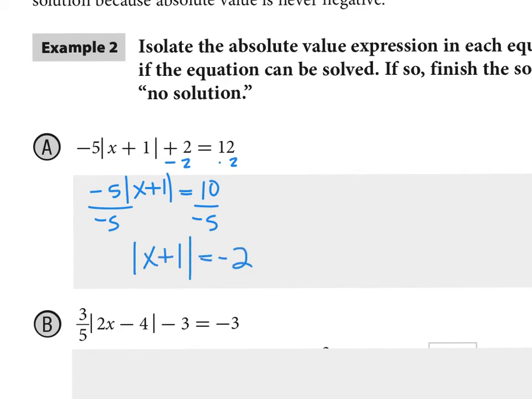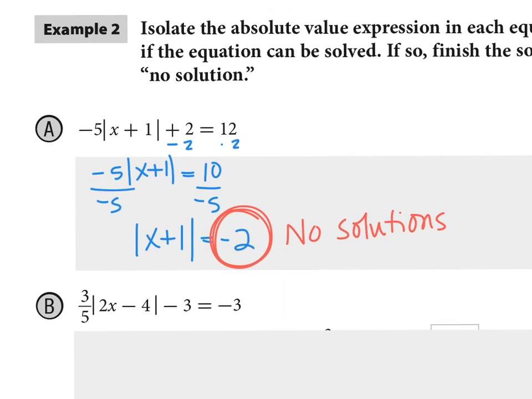Now, this should be a red flag to you because absolute value can never equal a negative value, right? It always has to be either 0 or positive. So since this is a negative value, there are no solutions to this problem. So we're just going to say no solution or no solutions. All right, so that's simple as that.